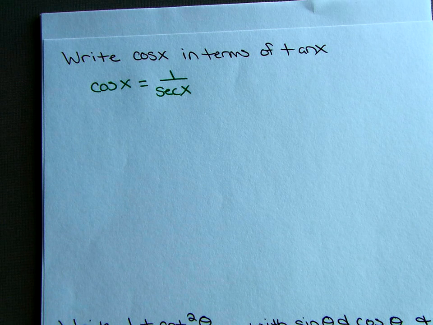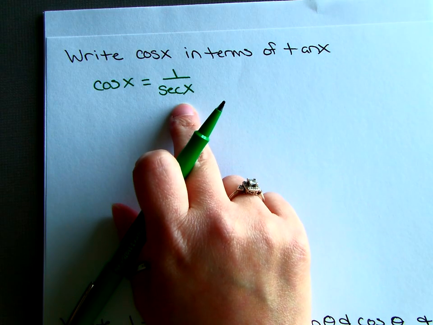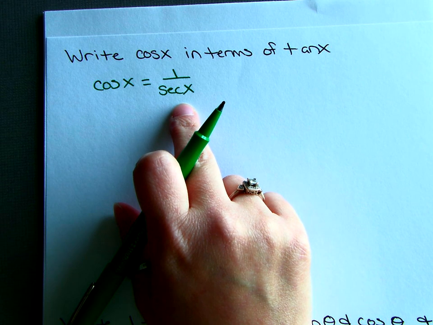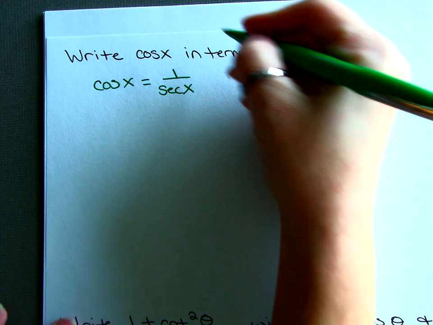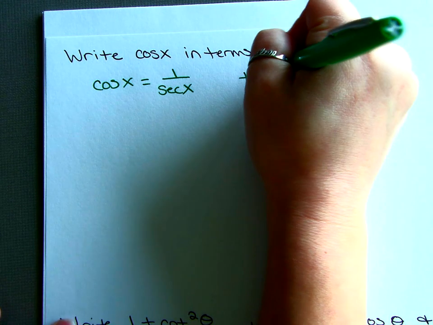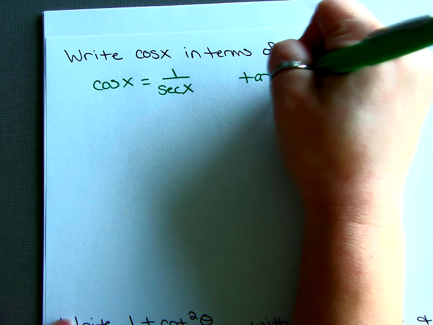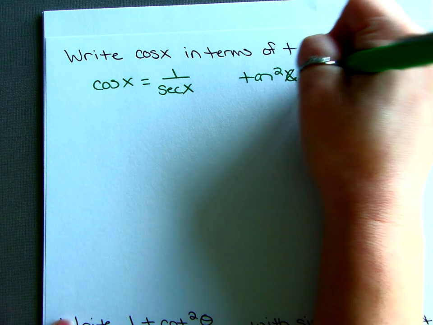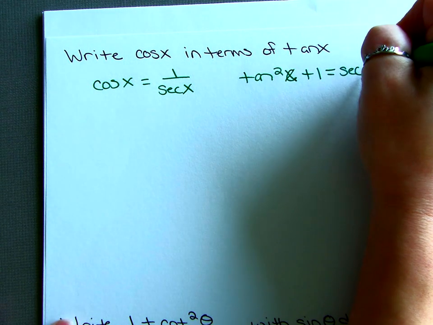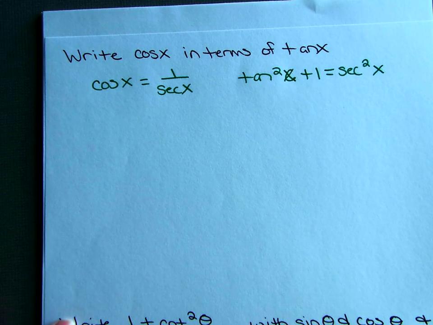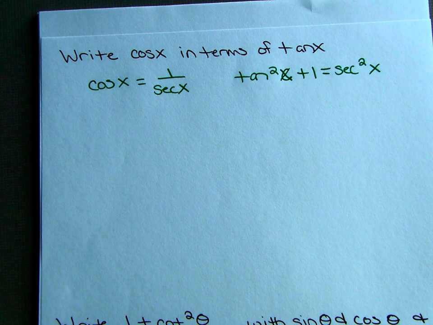The reason why secant x may actually be more helpful for us is because I know from my Pythagorean identity that tangent squared, I'm going to say theta, but it's x, sorry, plus 1 equals secant squared of x. So if I can get cosine to look like 1 over secant, then I can use this Pythagorean identity to get us to the tangent that we're wanting to get to. So that's pretty good.